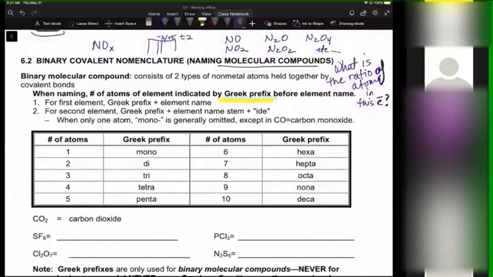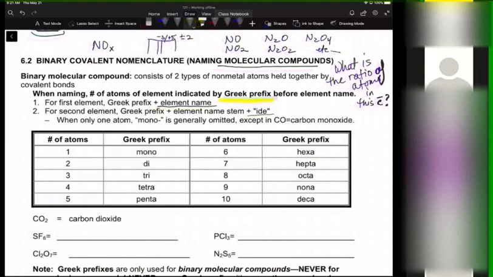So we need to give those ratios, and we're going to do it by naming the first element as if it was the metal. So it's going to get the element name. But of course, now it's a nonmetal, so that'll be something like nitrogen or sulfur. And the second element is going to get named as if it was the anion, and so it's going to end with IDE. Now, to give the relationship between them, we're going to give our Greek prefixes. So 1 is mono, 2 is di, 3 is tri.